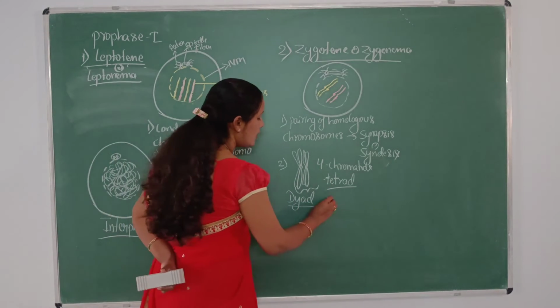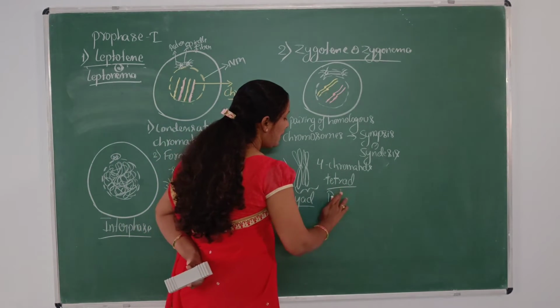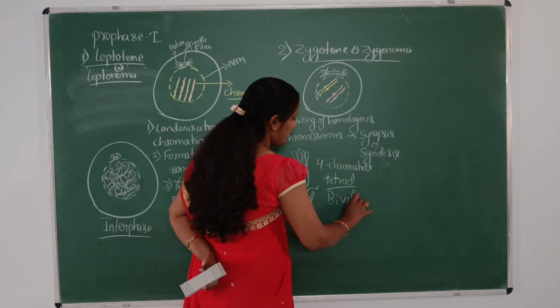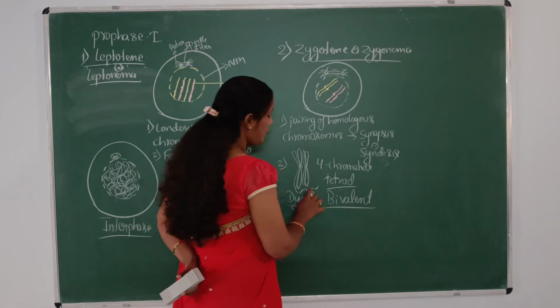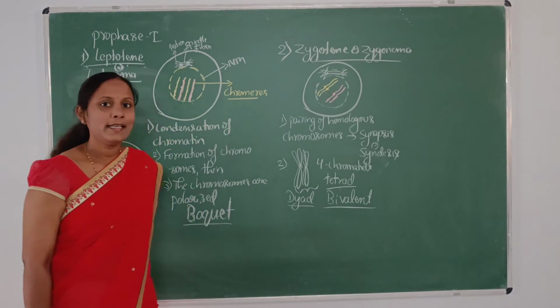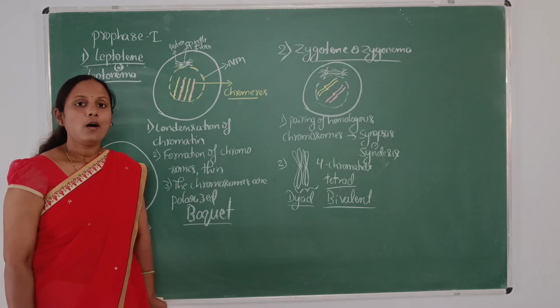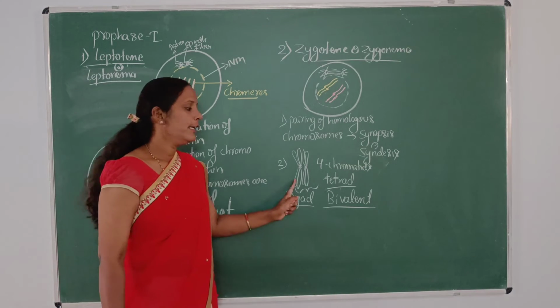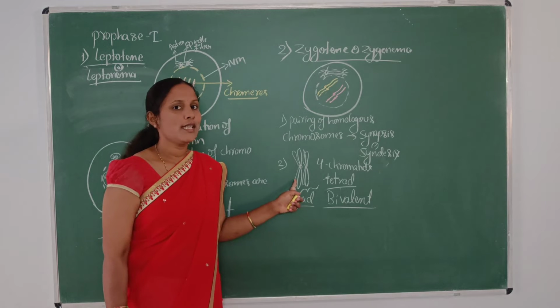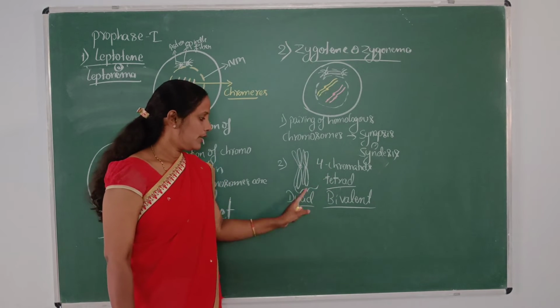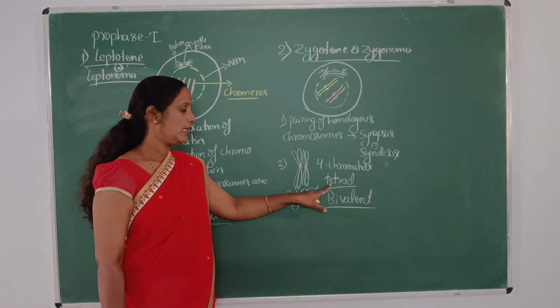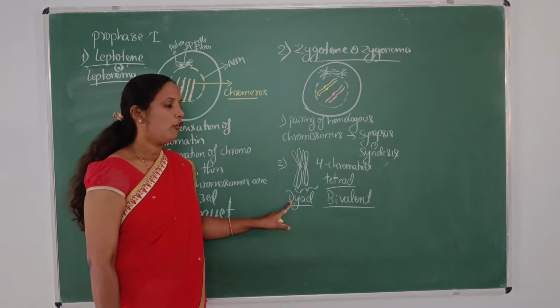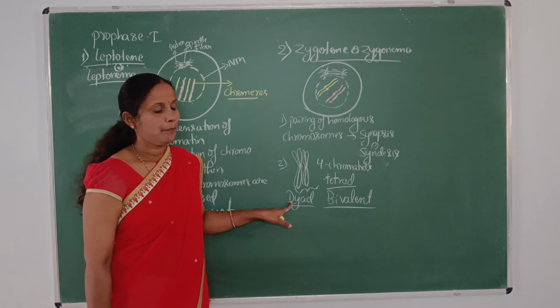And we could also refer to one more term here, bivalent. Bivalent here also refers to two chromatids in each chromosome, or two chromosomes in a pair. So we will refer to different terms: chromosomal tetrad, bivalent, or the dyad.